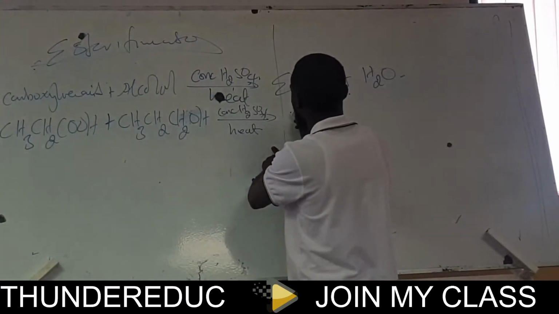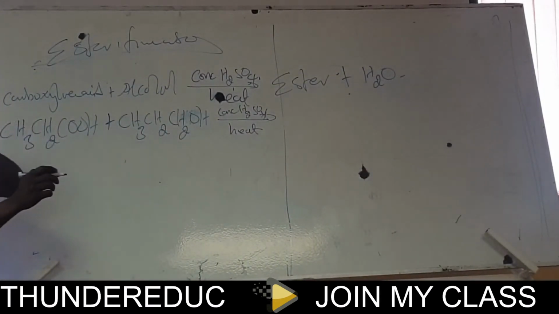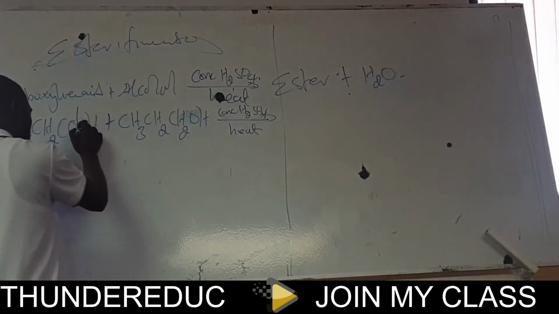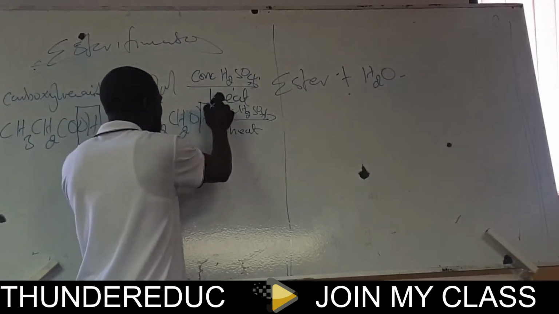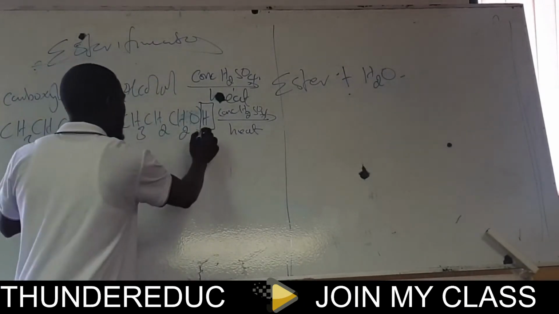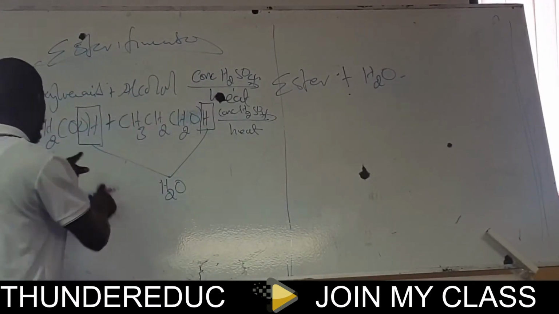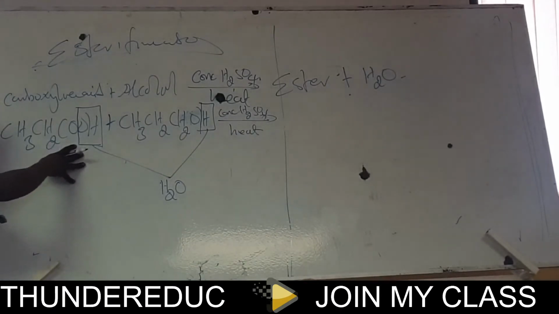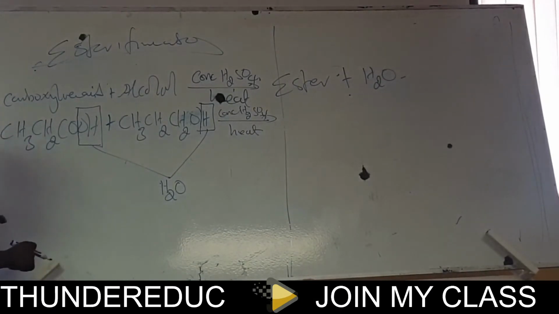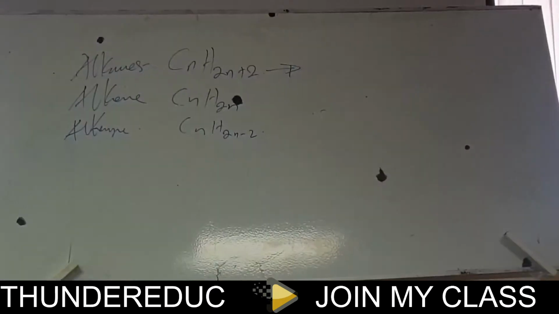Now, after that, let's see how we write it. Remember guys, this carboxylic acid is going to lose the OH, while the alcohol is going to lose the H. You understand? These two combine to form the water, and then this and this combine to form the ester. Can I repeat? The carboxylic acid will always lose OH. The alcohol will only lose the hydrogen.